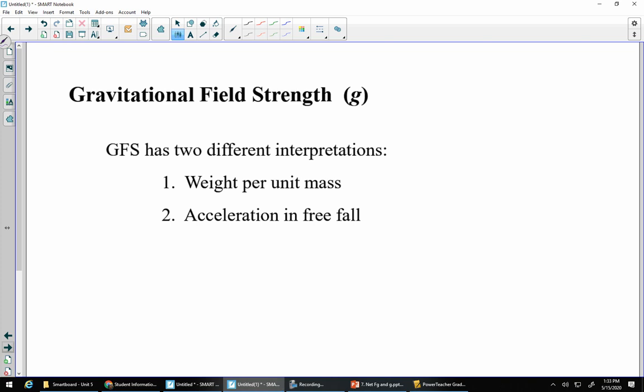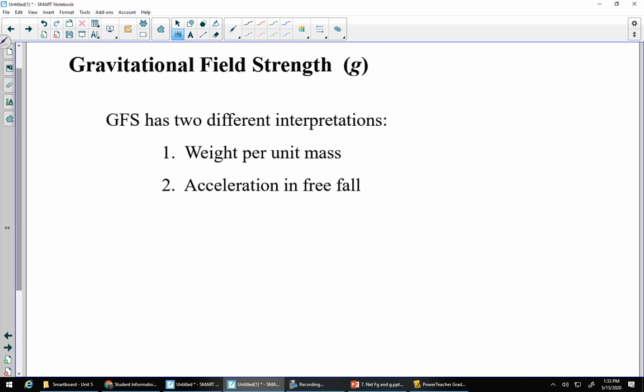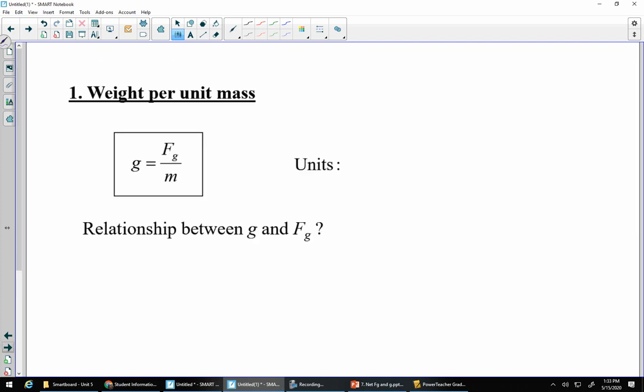Okay, so gravitational field strength, that's lowercase g. It has two different interpretations. It's got the weight per unit mass and the acceleration in free fall. So the weight per unit mass, this one's fairly straightforward, right? So I got g, gravity, is equal to force of gravity divided by mass. Well, if I'm thinking about my units for that, it is my newtons per kilogram, and that's where that comes from. And what that realistically means is how much weight you have, so your force of gravity, for every 1 unit of mass. So for example, 9.81 newtons for every 1 kilogram.